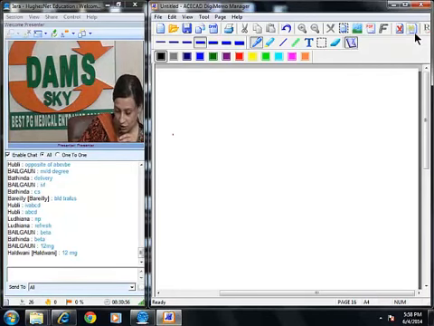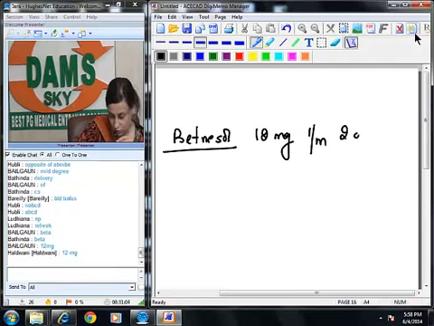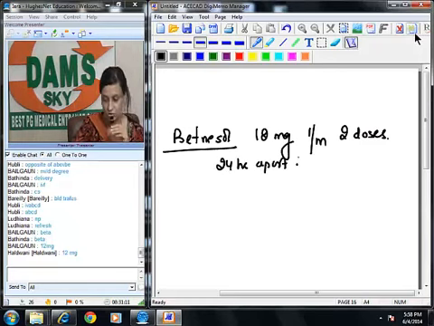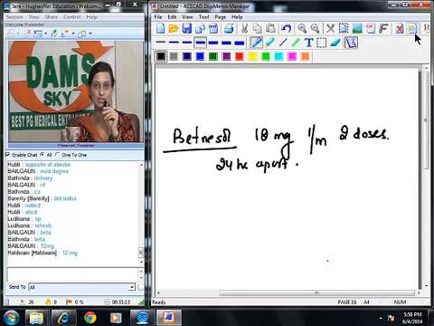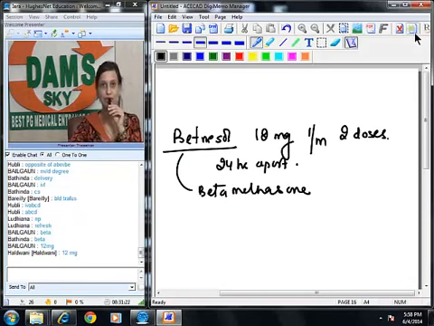So the drug we give is betnisol, 12 milligrams. It is given intramuscular, 2 doses, 24 hours apart. So we give 12 milligrams of betnisol, also called betamethasone. Betnisol or betamethasone: 12 milligrams is given intramuscular, 2 doses, 24 hours apart.